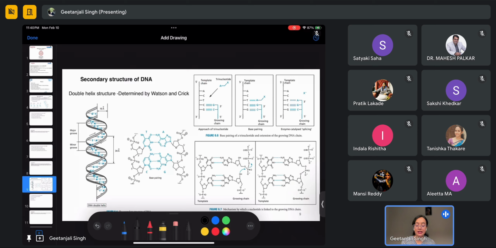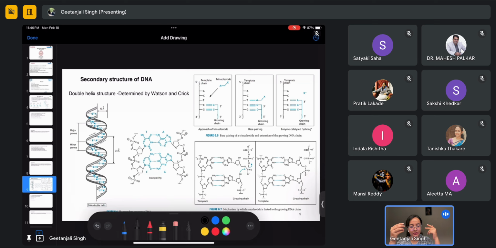Let's briefly discuss the secondary structure of DNA. Now, the secondary structure of DNA, as you all know, is a double helical structure. This was determined by Watson and Crick based on data produced by Rosalind Franklin. That's another discussion. But we know that there's a rule of complementary base pairing between the 4 bases that we have in DNA. So A, T, G, C.